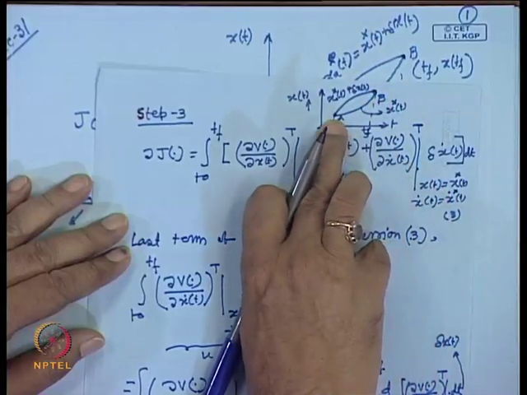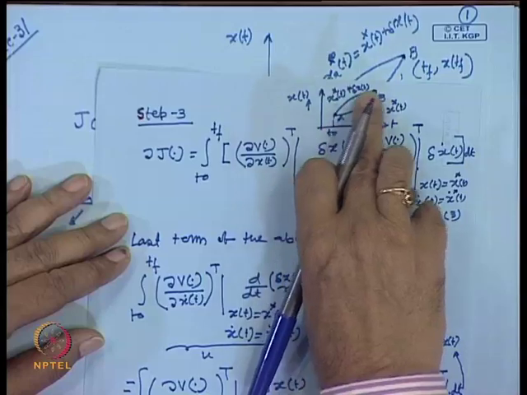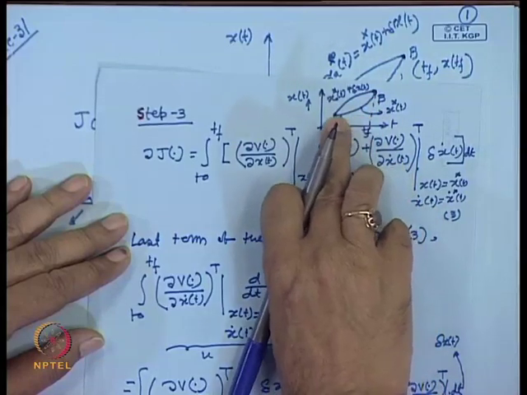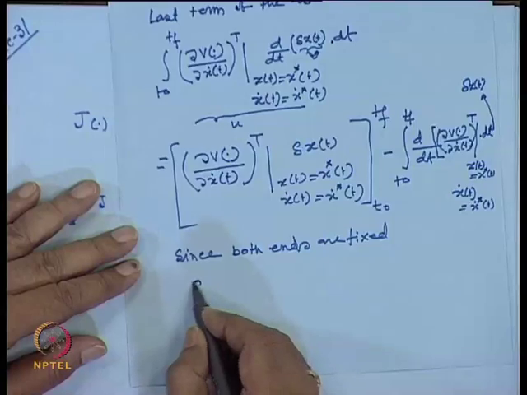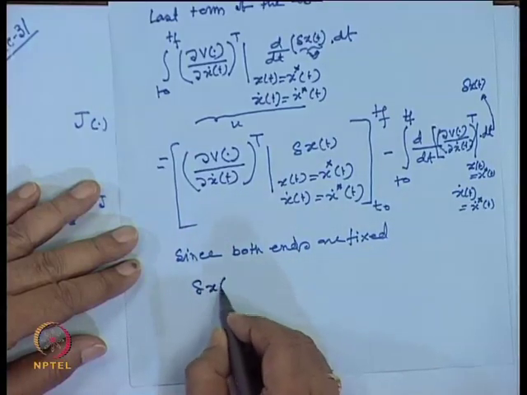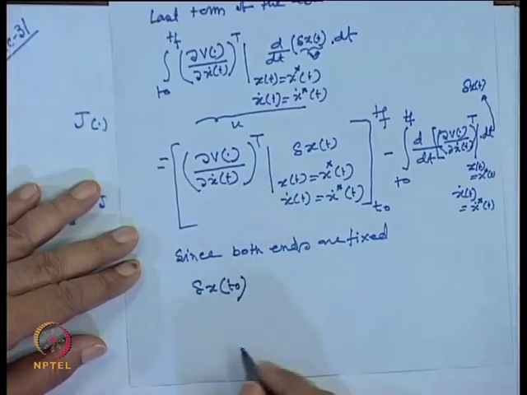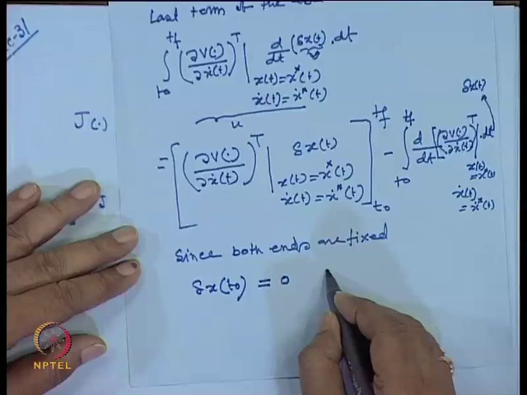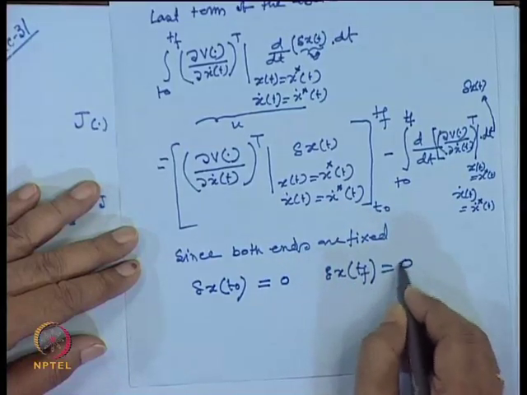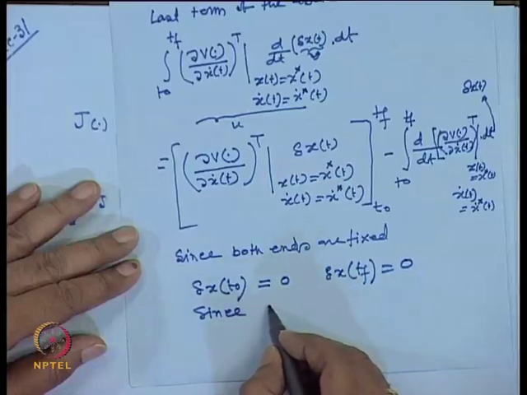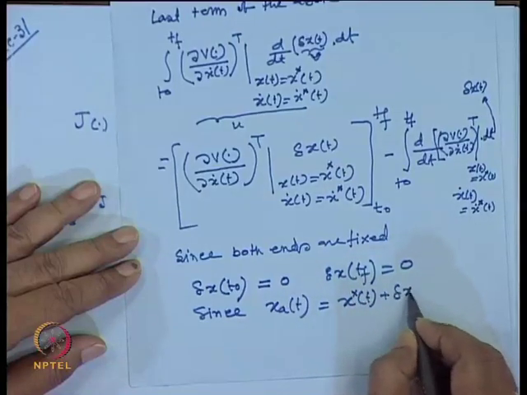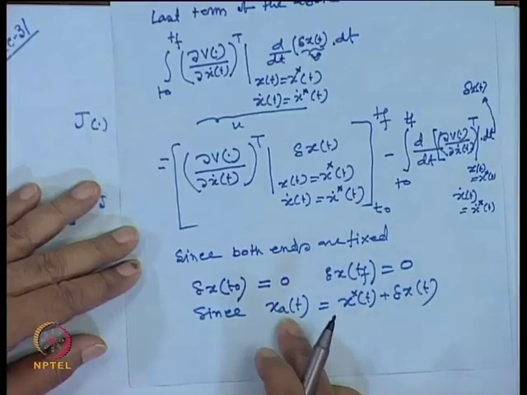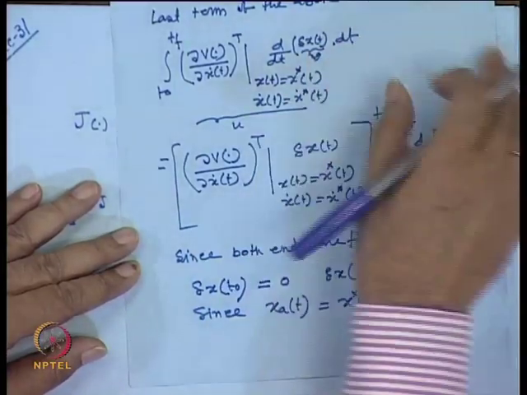Now, look at this. Both the points are fixed, whether along the optimal trajectory or along the perturbed trajectory which is very close to the optimal trajectory. Both the ends A and B are fixed. So, since both the ends are fixed, delta x at t equal to t0 is 0, and delta x at t equal to tf is 0. Since our perturbed trajectory is x star of t plus delta x of t, at t equal to t0 and tf, x of t and x star of t are both at the same point.